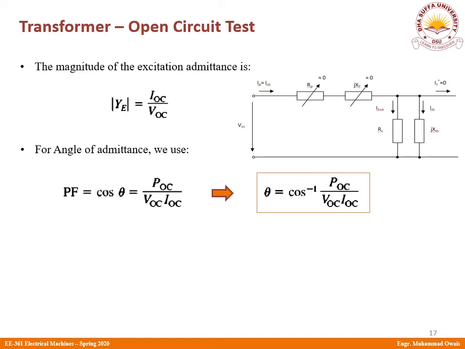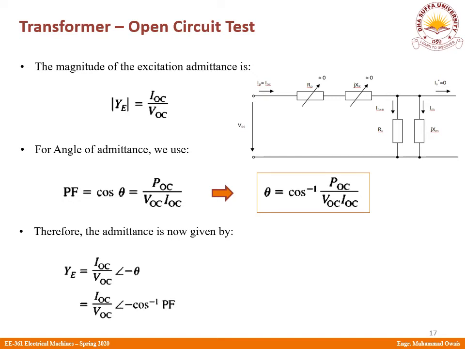Now that I have my angle of admittance and the magnitude of admittance, I can find out the admittance. This admittance is simply given by this relationship. So IOC divided by VOC. Since the power factor is always lagging for a real transformer, the angle of the current always lags the angle of the voltage by theta degrees. Therefore, you see this relationship, this minus here. So I hope now this is clear to you.